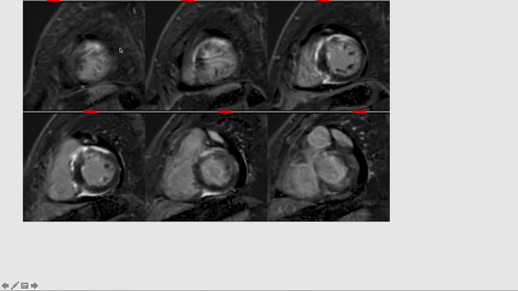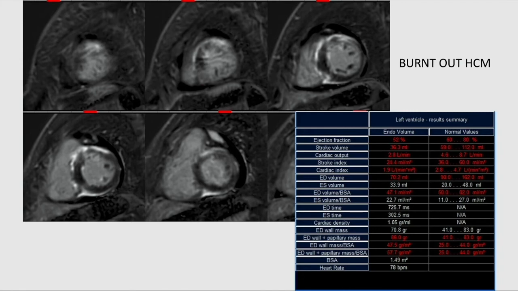On the LGE sequence, you can see extensive scarring involving the anterior wall, mid septum, as well as the basal anterior wall, anterior septum, and inferior wall. The pattern of involvement is that of non-ischemic etiology. So this patient, a known case of HCM, is now showing only mildly hypertrophied segments as well as dilatation of both atria with atrial fibrillation. On volumetric analysis, this patient had decreased LV ejection fraction. So taking all these factors together, we can label this case as burnt out HCM.